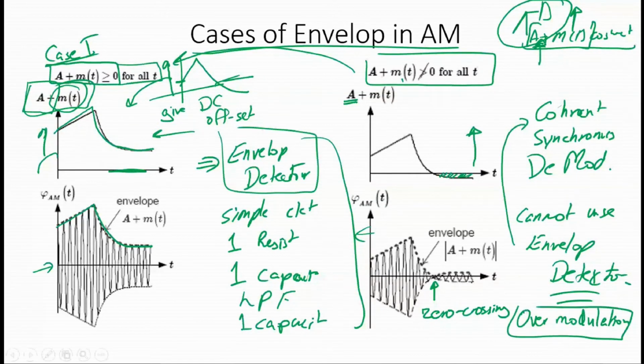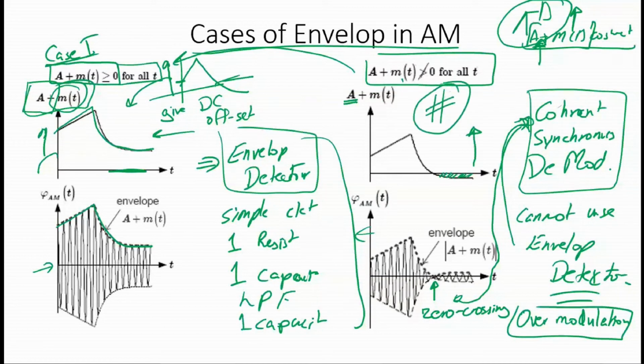So if we have over modulation, what we are actually going to do is go back to the double sideband suppressed carrier demodulator. So we again need a very expensive and sensitive receiver. In order for us to use AM as we use it today, we need A to be such that we do not have 0 crossing in the envelope.